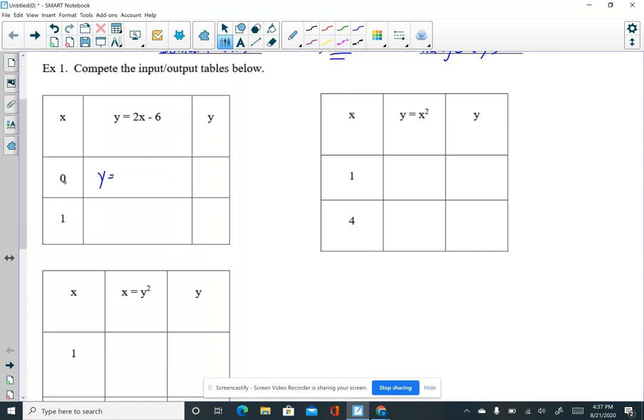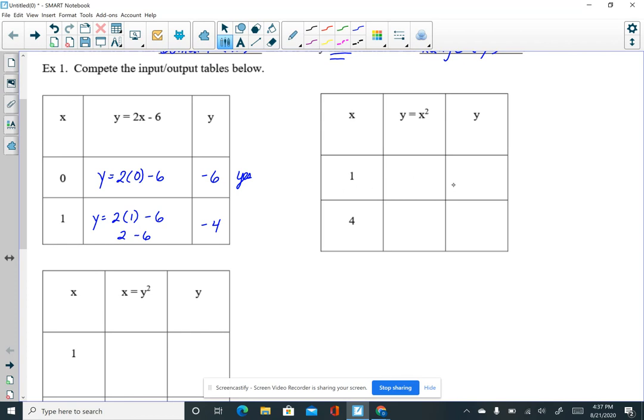The first one, I'm going to substitute in 0 for x, so everywhere I see an x, I'm going to plug in 0. And if I clean that up, of course, 2 times 0 is 0, 0 minus 6, that's going to give me a y value of negative 6. In the next case, y equals 2 times, in place of x, I'll put 1, minus 6. So if I clean this up, then I have 2 minus 6, and of course, 2 minus 6 would give me negative 4. So 1 x, 1 y, 1 x, 1 y. So yes, this is a function.